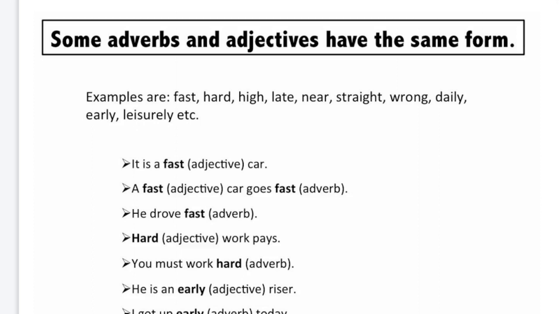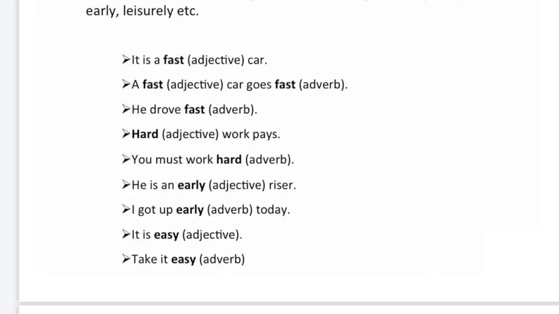For example, if I say it is a fast car. Now here, car is what? Car is a thing. Therefore it is a noun. If I am telling something about the car, that becomes an adjective. So which word tells me about the car? How is the car? It is fast. So fast is an adjective. But if I say a fast car goes fast, the first fast is for car, so it is an adjective. But the second fast represents goes, and goes is a verb. So the second fast is becoming an adverb. So the same word is acting as adjective also and adverb also in the same sentence.